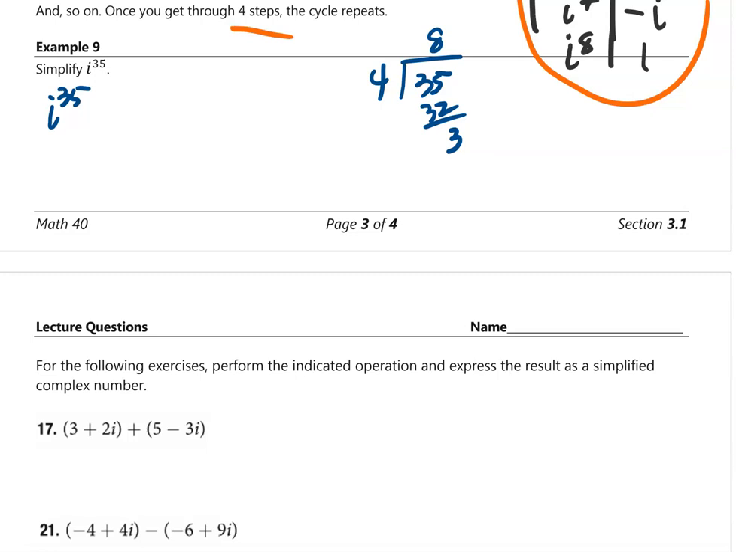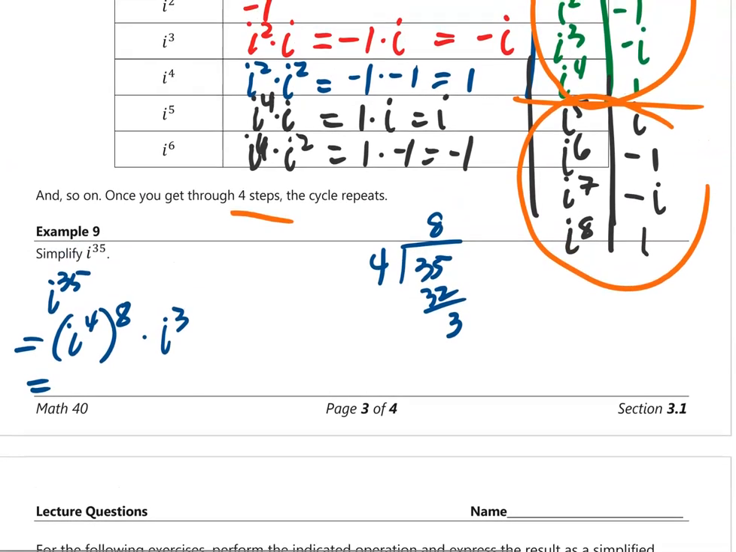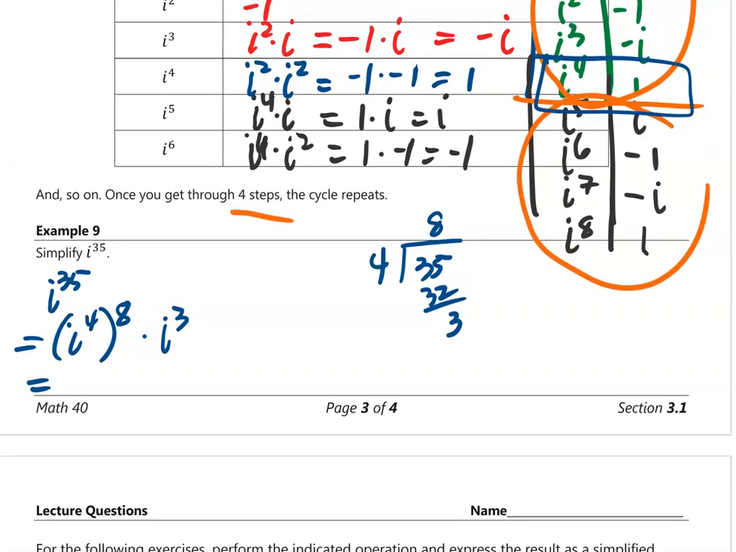Right? So, meaning you can rewrite this as i to the 35th, which is i to the 32nd (4 times 8 is 32) times i cubed. And this is what we know about i to the 4th: i to the 4th is equal to 1, and i cubed is negative i. So the answer is 1 times negative i, which is negative i.